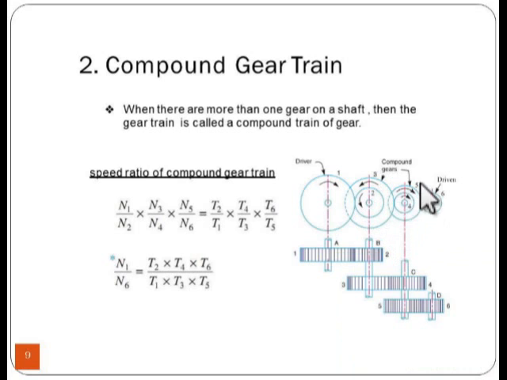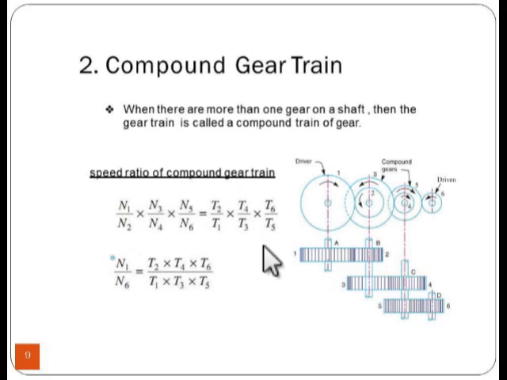Next comes 4 and 5 again in a single shaft, 2 gears, and 6 is a separate shaft and a separate gear. Now when 1 rotates, 1 is meshing with 2, 2 is in the same shaft which is fixed, which is 3. Then 3 is meshing with 4, and 4 is fixed to the same shaft which is 5, and 5 is meshing with 6. You can see the meshing diagram here. 1 is meshing with 2, 2 and 3 are in the same shaft, 3 is meshing with 4, 4 and 5 on the same shaft, 5 is meshing with 6.